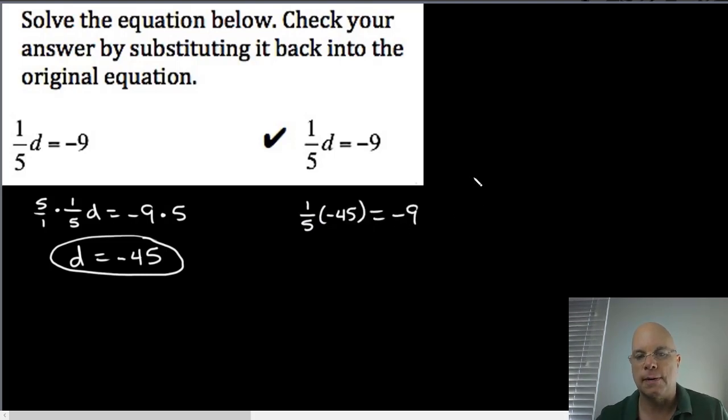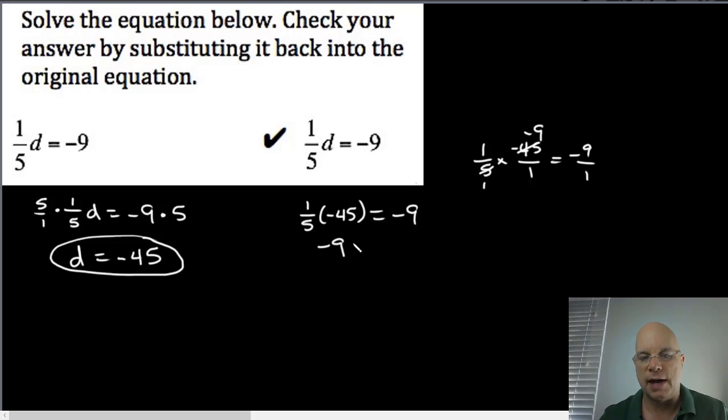That's substitution. I'm going to do this computation on the side. 1/5 multiplied by -45 over 1. 5 and 45 have a common factor of 5. 5 divided by 5 is 1. 45 divided by 5 is 9. So when I divide by 5 here, I'll get -9. And so that equals -9 over 1, which is just -9. So -9 equals -9. I see the reflexive property here. The reflexive property is satisfied, so I've checked that D is in fact -45.